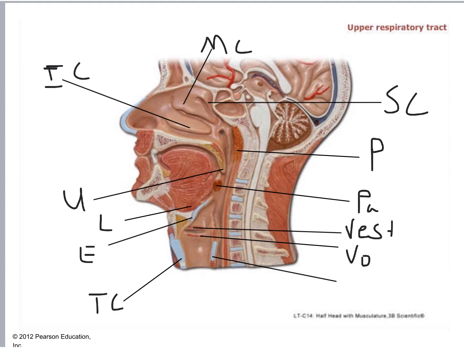And then the very last line is pointing to another cartilage. It goes all of the way around the larynx, but you only see the back part of it in this model, and it is the cricoid cartilage.